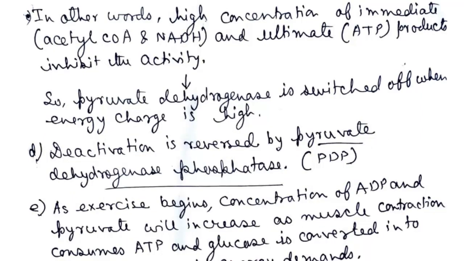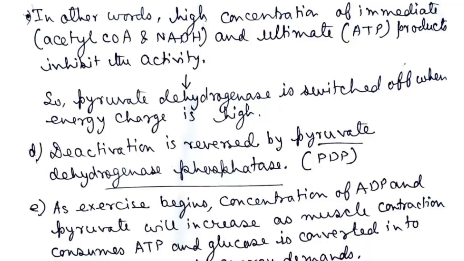In simple words, we can say that a high concentration of immediate and ultimate products of this enzyme complex can inhibit the activity of this enzyme. What are the immediate products? Immediate products are acetyl CoA and NADH, and the ultimate product is ATP. These will all inhibit the enzyme, signaling that the body has no further requirement of energy.